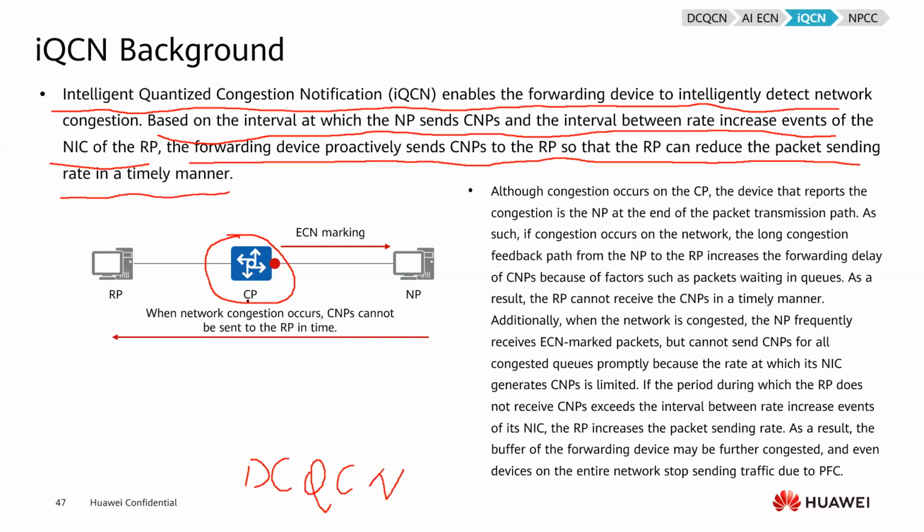Sometimes the NP may not generate the CNP packet in a timely manner. The CP can detect the ECN packet and proactively send CNP to RP.